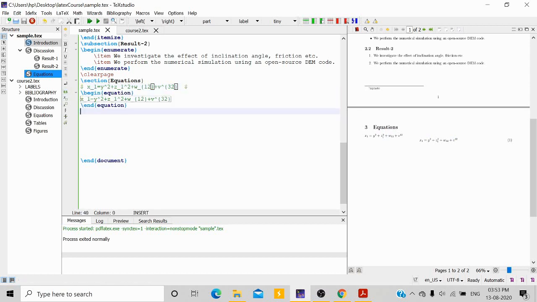The same thing you can write and put a star. If you put a star, the equation number will get deleted. So either you can write directly between the dollar symbols, or you can write in begin equation and end equation, and if you don't want the equation number you can put the star mark. Fine.